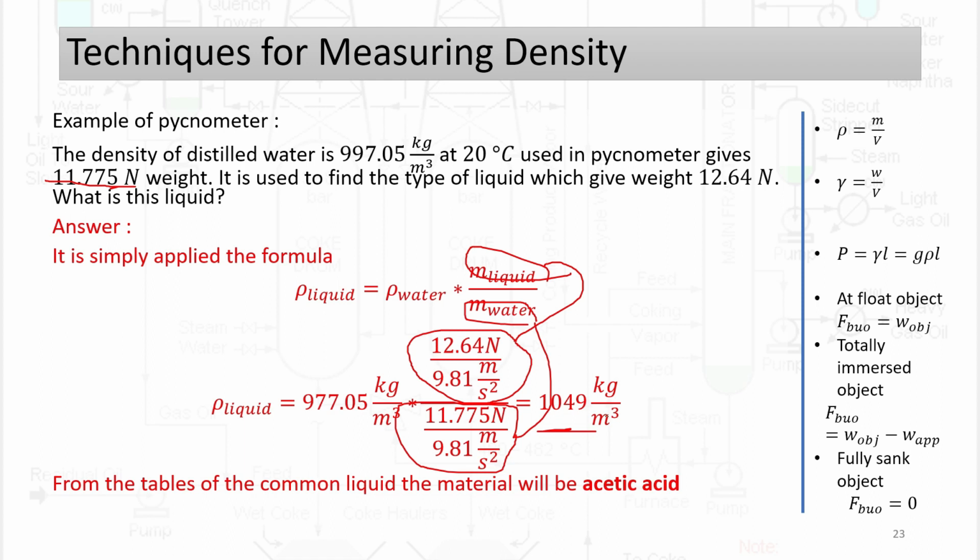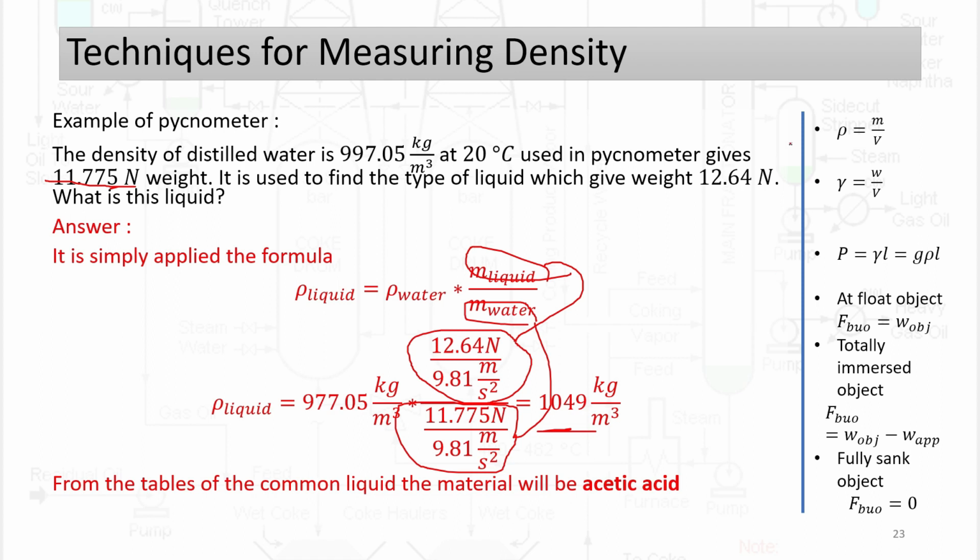If you search on the web, you will find tables there for some common fluids, and if you see this value, you will discover what it is. Acetic acid. So my material is acetic acid. Okay, this is a method for using the pycnometer for measuring density. The accuracy for this type is very high. It's higher and more accurate, better than the previous displacement one.